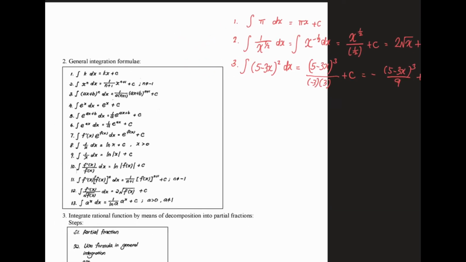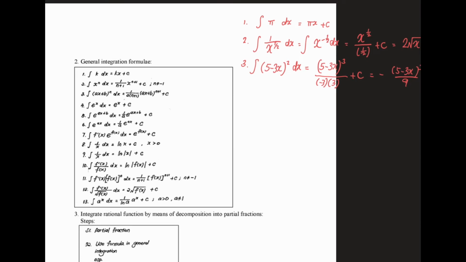Okay, now we look at formula number 4. Integrate e to the power of x dx equal to e to the power of x plus c. That means integrate exponent to the power of x, you will get back exponent. So no example for this, and we move on.